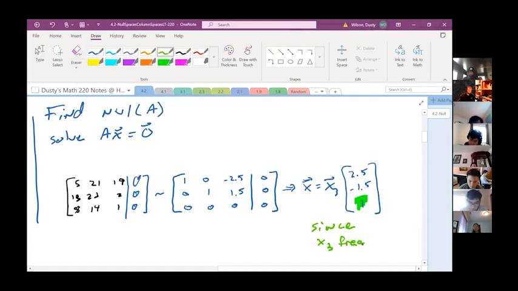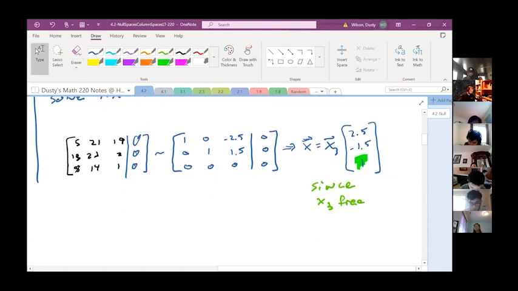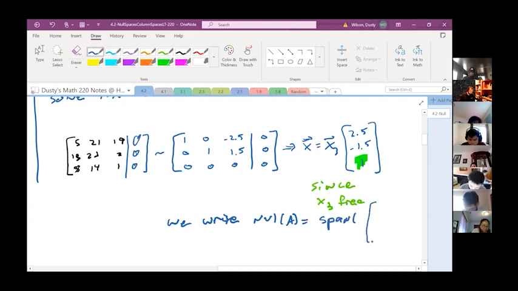Okay, so we're not going to write our null space this way. We're going to conclude from this that we would write that the null space of A is equal to the span of this vector. Or if you wanted to multiply by 2 so you didn't have any decimals, that would work as well.